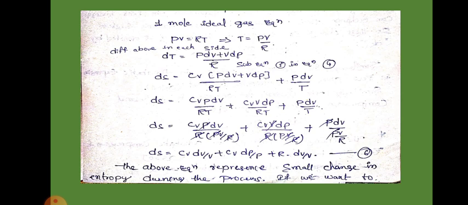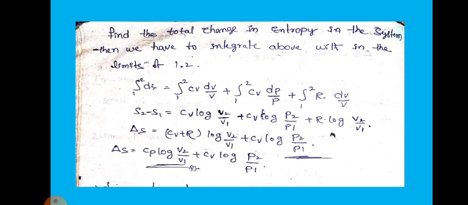So the above equation represents a small change in entropy during this process. If we want to find the total change in entropy in the system, then we have to integrate the above equation within the limits of 1 comma 2. So integral 1 to 2 ds is equal to integral 1 to 2 Cv dp by p plus integral 1 to 2 R dv by v.